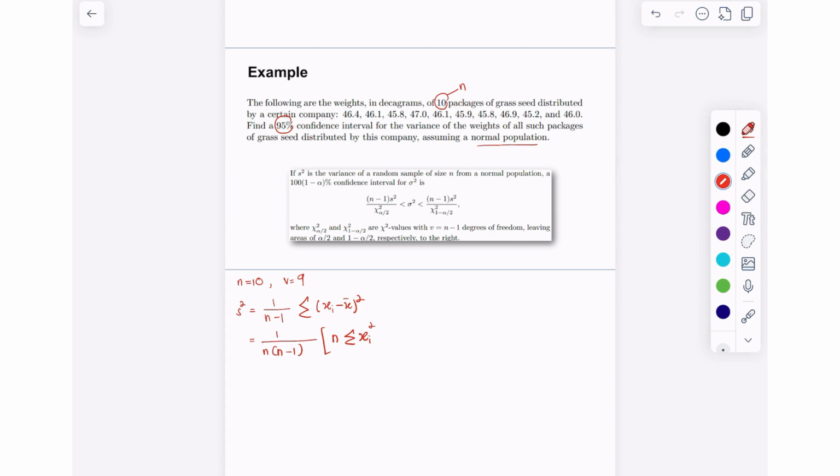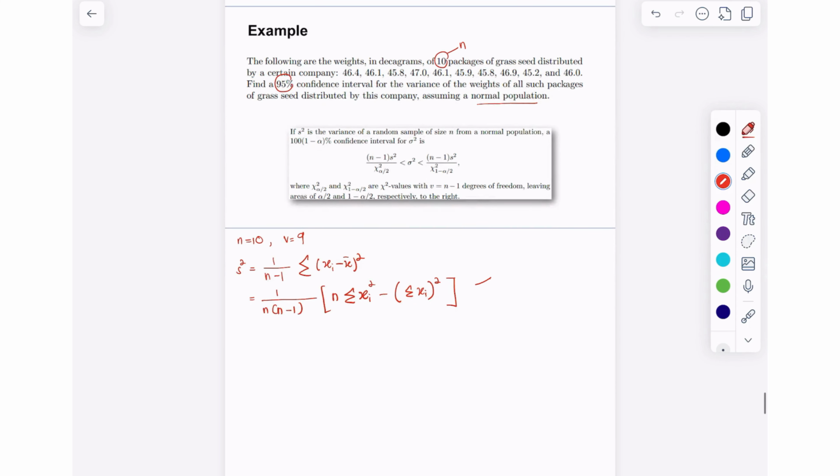square minus summation of xi, and then you square everything. Okay, so in this case I would prefer the second one. So you can find the variance for the sample.